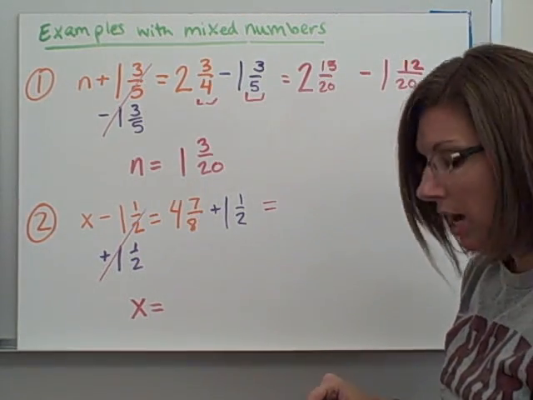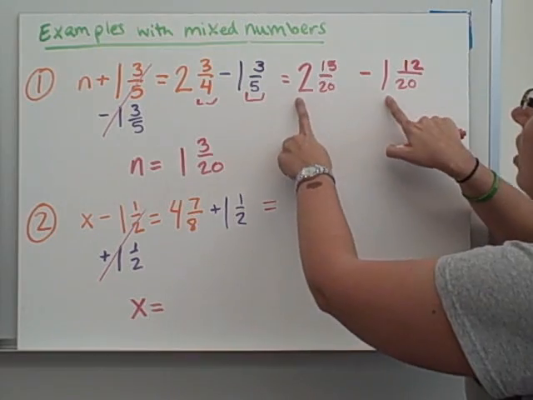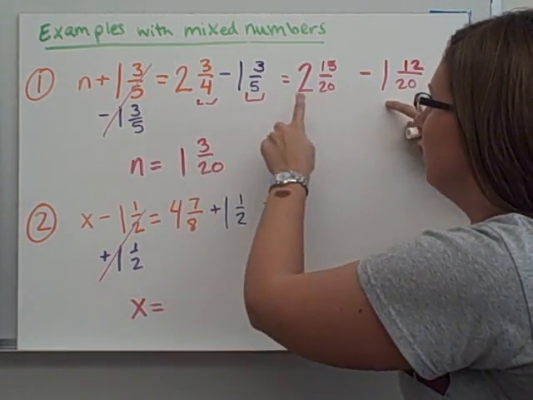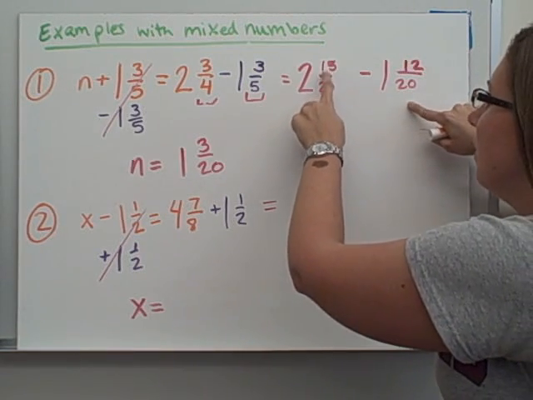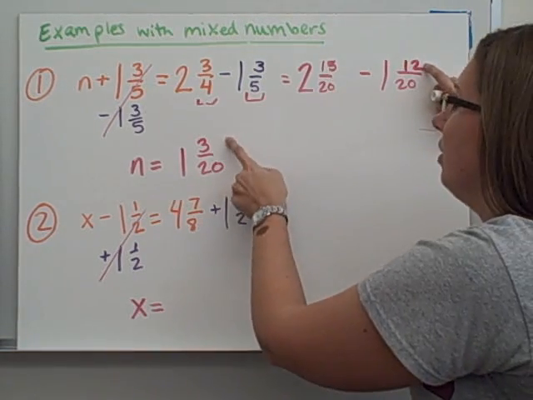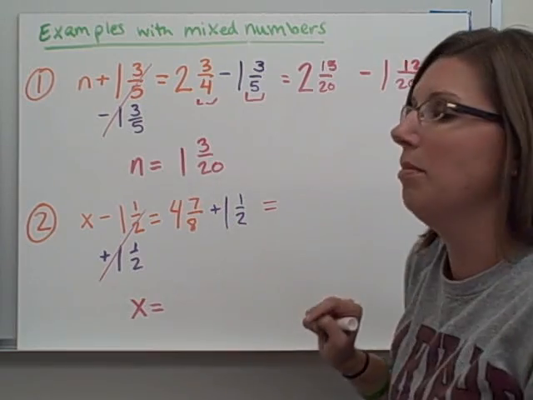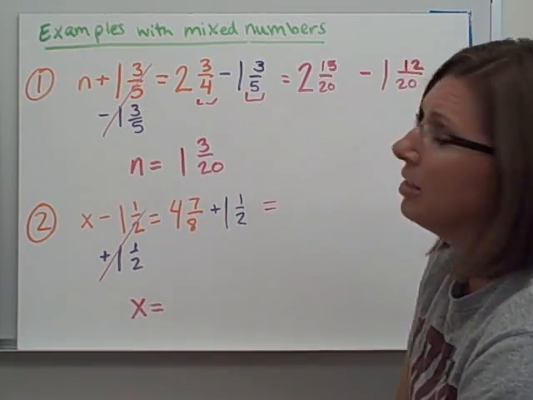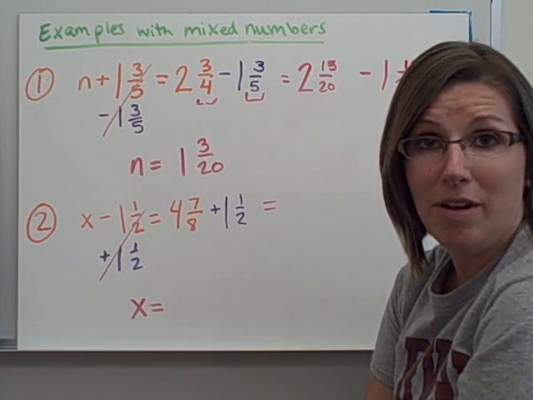Now, to subtract, I just subtract their whole numbers. 2 take away 1 is 1, and I subtract their fractions. 15 take away 12 is 3, and I keep the denominator the same, since it's like denominators. And I check to see if I can reduce that fraction, and I cannot, so that's my final answer.